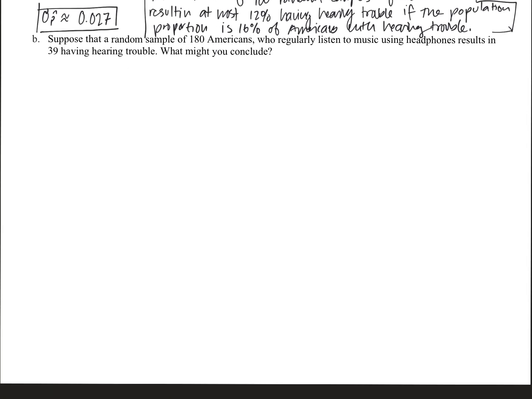All right, part B. Suppose that a random sample of 180 Americans who regularly listen to music using headphones results in 39 having hearing trouble. What might you conclude? Well, we can find the sample proportion here, because p hat equals x divided by n, and x is 39 and the sample size is 180. So our p hat is about 0.22, rounding.